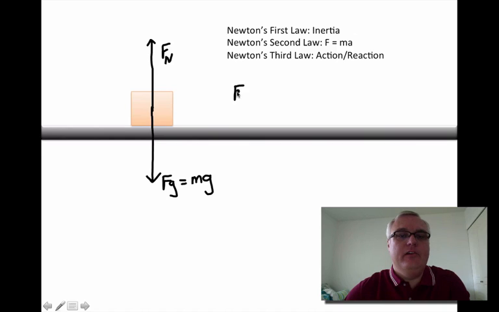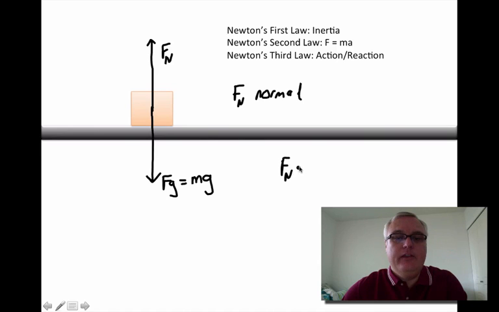Okay, so Fn is called the normal force. And it's the force that a surface exerts on a mass, and it's always going to be perpendicular to the surface. So if the surface is horizontal like this surface, the normal force will be perpendicular to it. Later on we'll see if the surface is at an incline, the normal force will also be perpendicular to that surface, so it will be at some angle. So in this case, the normal force is going to be equal but opposite to the force of gravity. And that's Newton's 3 laws basically in a nutshell.